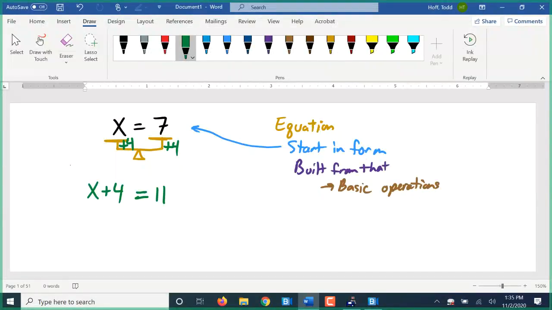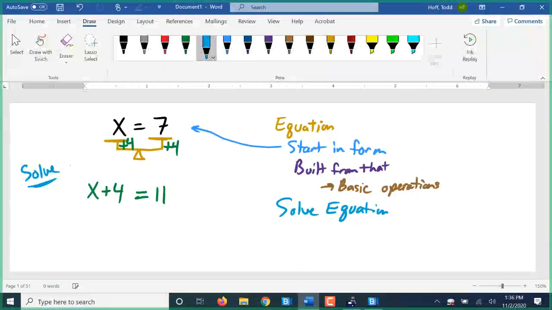But we are typically not asked to build equations. We are typically asked to solve equations. And when we're asked to solve an equation, what we're really being asked to do is to take it back apart and get it to that starting form of a variable equals a number.